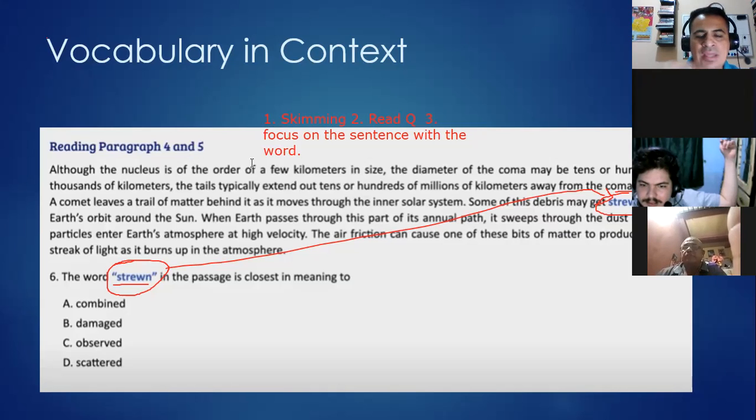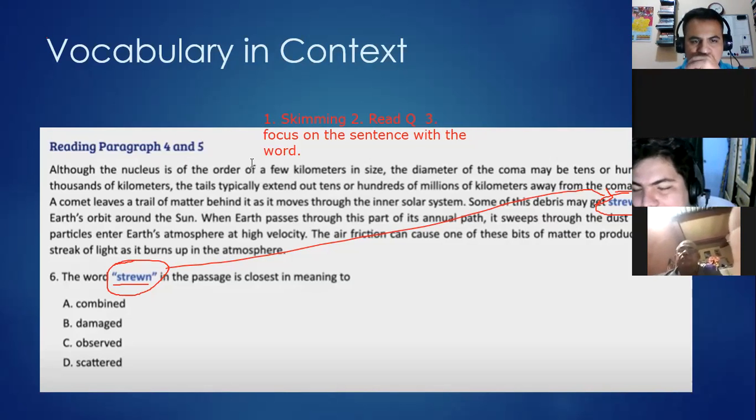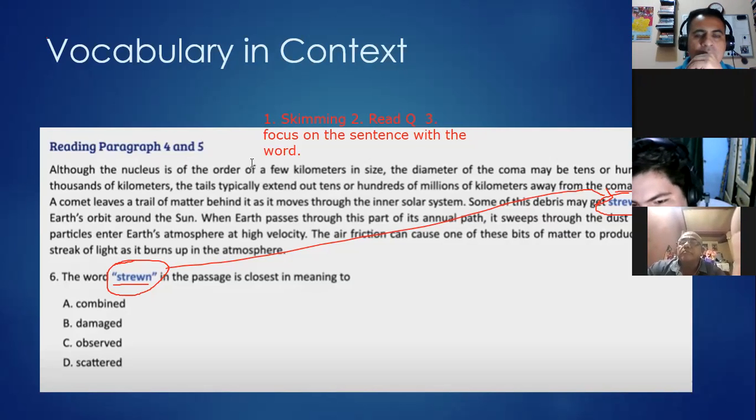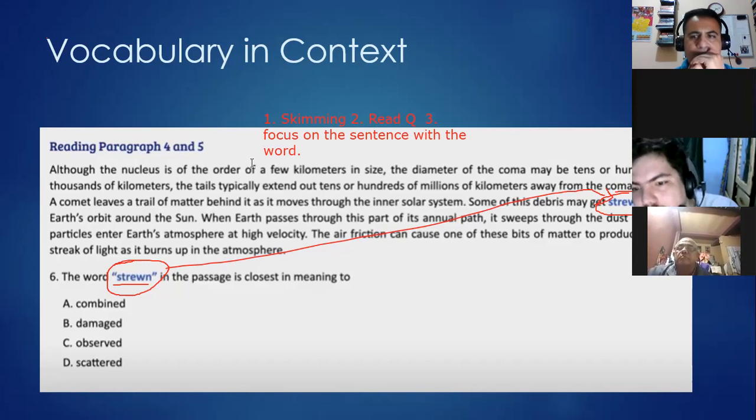All right, so for example, Miguel, go ahead and follow those steps, right? Y nos puedes ahí comentar qué hiciste, what did you think about? Well, actually, I did step two first and then step three. Okay, it's fine. Since it's only asking me the meaning of the word that is highlighted, I just check the word, which is: some of the debris may get strewn across the Earth's orbit around the sun. In this case, it doesn't sound like combined, damaged or observed, so it's gathered this. Okay, very good.